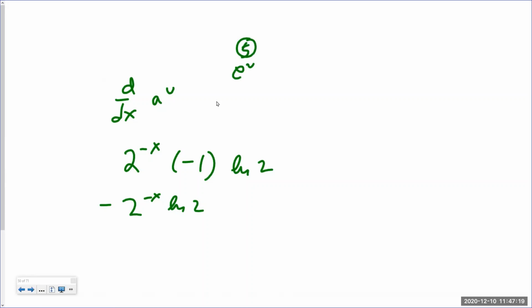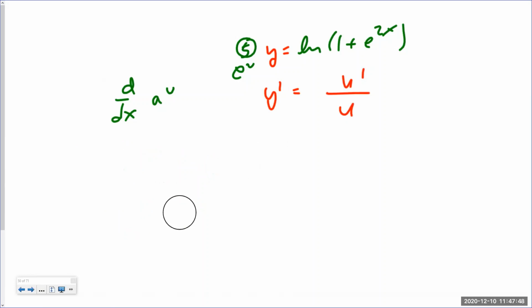Okay, so guys, we're looking at number 5 on the e to the u problem. This is the derivative of ln of 1 plus e to the 2x. So guys, the outside function here is ln though. Do you guys see that? So if we're going to take the derivative of this, the formula that you need to use actually is the ln formula. The derivative, I'll do y prime, it's equal to u prime over u, right? U prime over u. But what is my u in this picture? That's my u. Does that make sense?